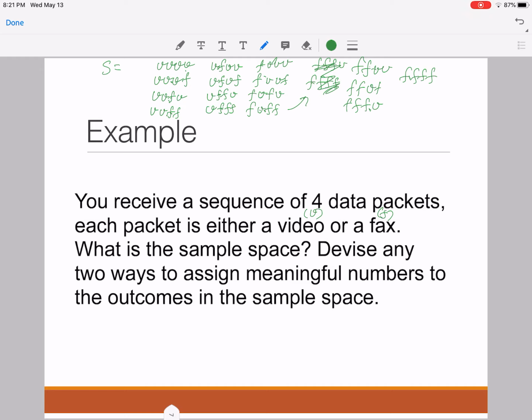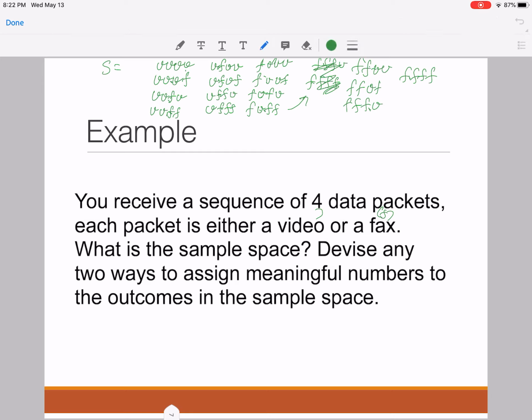This problem would have been much easier for me to solve if I were to analyze a sequence of 3 data packets. But I think I shot myself in the foot here. Okay. All right, so let's assign some meaningful numbers to the outcomes of the sample space.